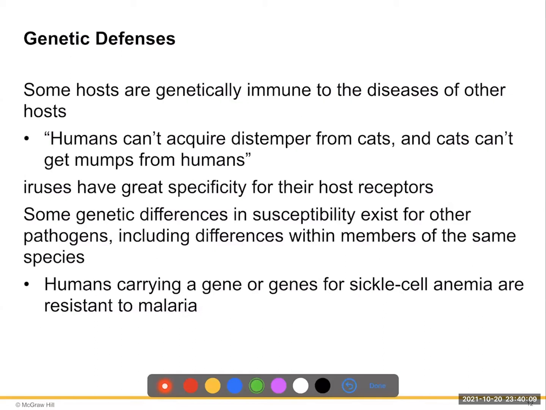Some genetic differences in susceptibility exist for other pathogens, even between members of the same species. Some people can get sick, and other people don't get sick. Humans carry a gene or genes for sickle cell anemia. Humans that carry the gene for sickle cell anemia are called carriers. They're resistant to malaria. That's why we see a lot of sickle cell disease in Africa, in places where malaria outbreaks are high. When you're a carrier of sickle cell anemia, you don't get malaria.